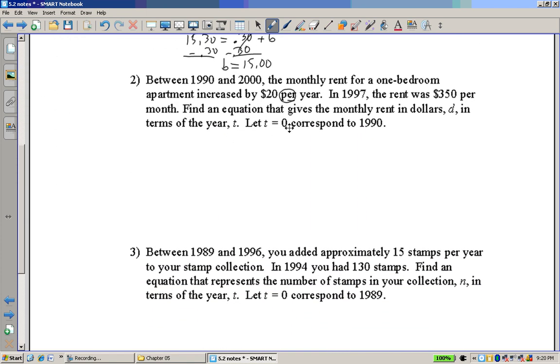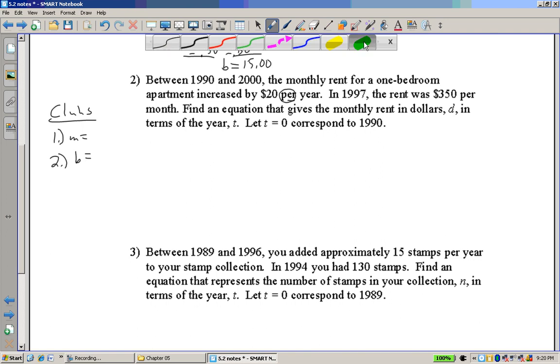Now let's see. We need clues, slope, and y-intercept. Let's see what the question is asking. That's very, very important. Find an equation. And looking through, it doesn't seem like they're asking for anything else. So we just need to find the equation.